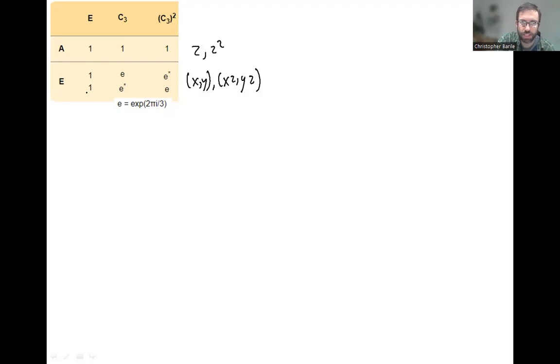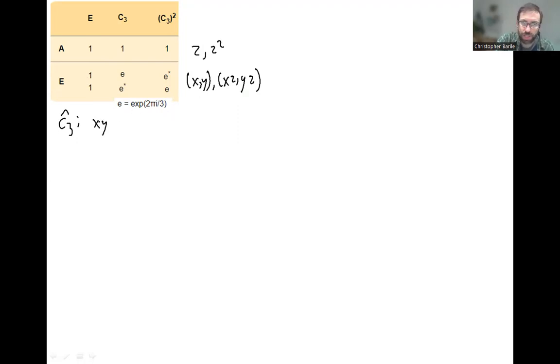So the identity, that's not interesting at all. It's not going to get us anywhere, so I'm just going to skip that one. Under the identity, if we test the function xy, xy is going to go to xy. If we test the function x squared minus y squared, it's going to go to itself. So let's start off with the C3 operation. What does that do to the function xy?